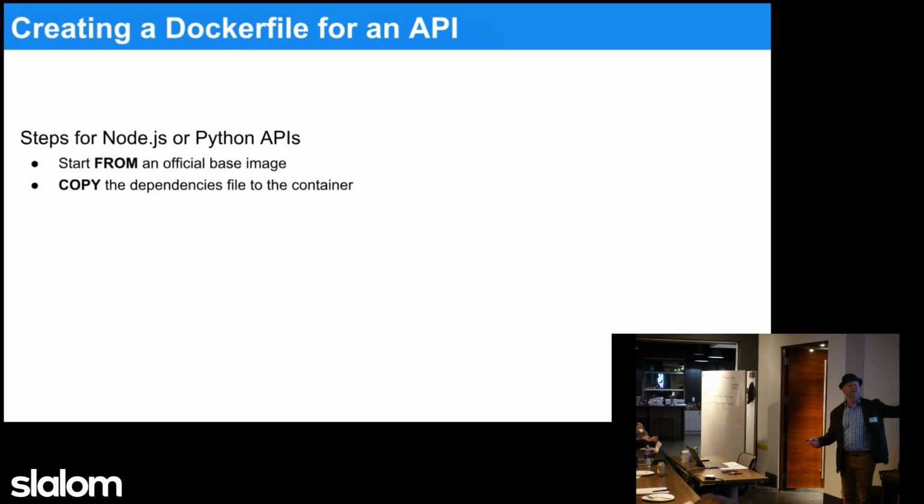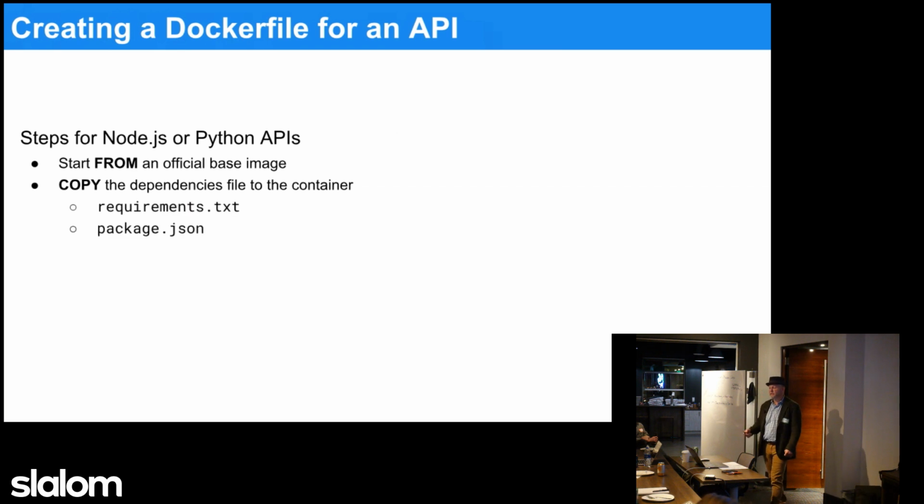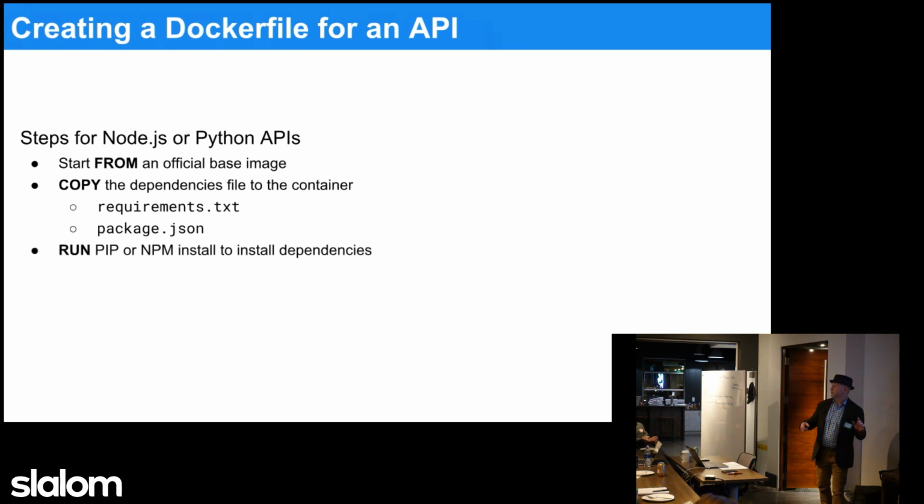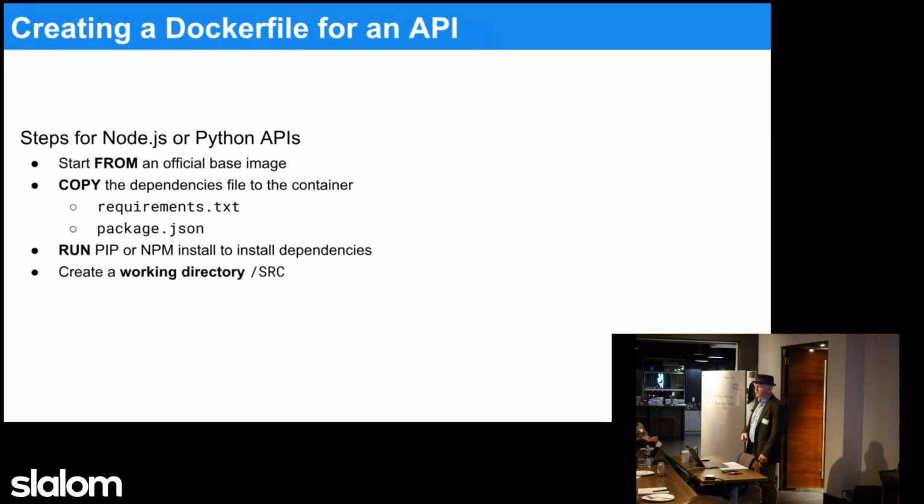Copy the dependencies file to the container. With npm that would be something like your package.json, and in Python it's requirements.txt. Pick your language. They all have some kind of dependencies file. Then you're going to run pip or npm install or whatever you need to run your dependencies. What that's going to do is install all your dependencies on the host operating system.